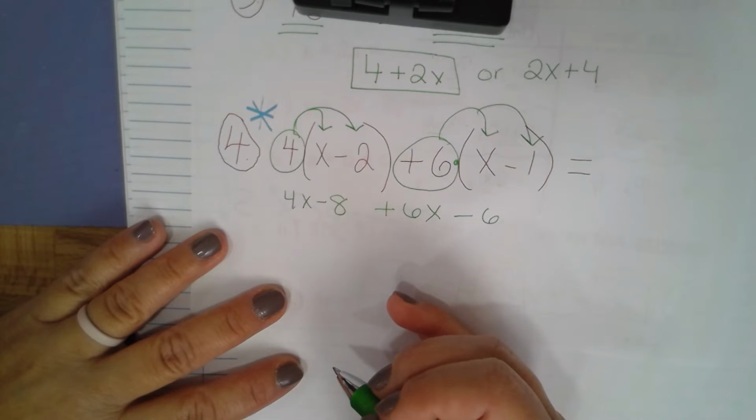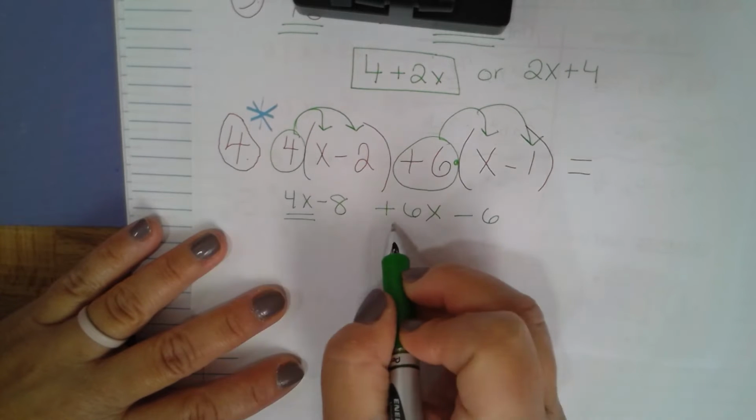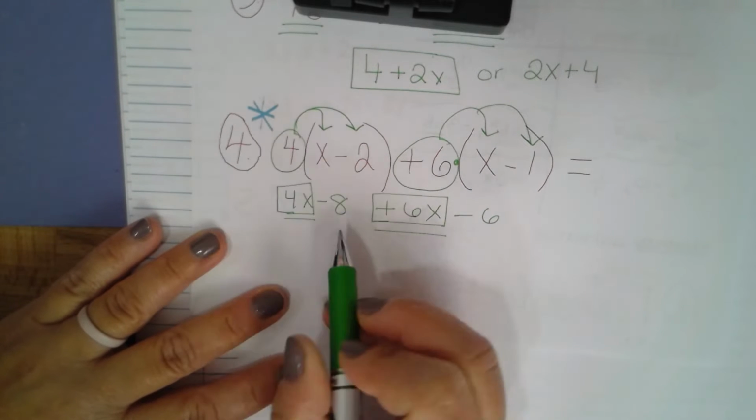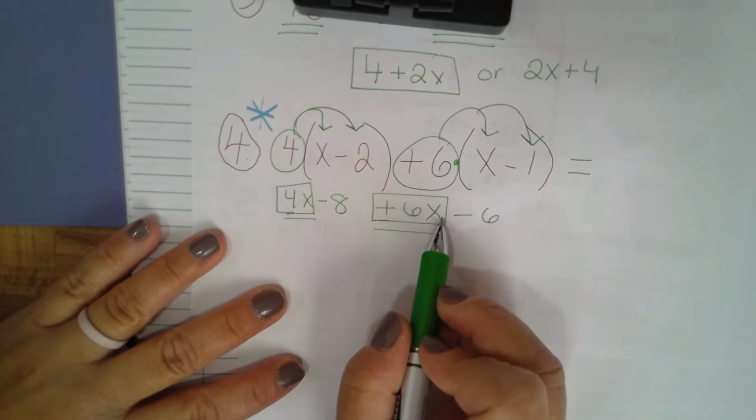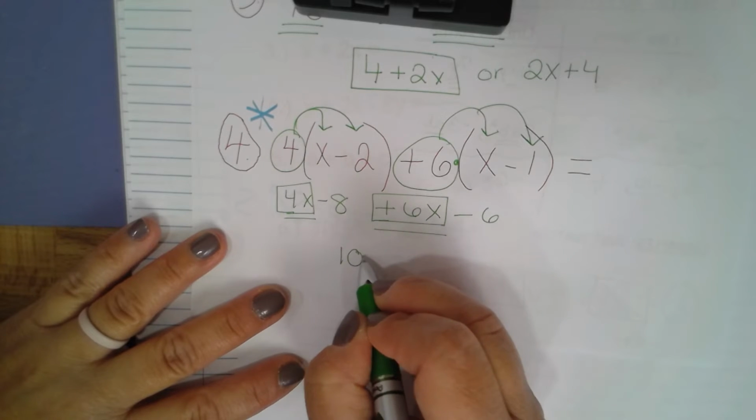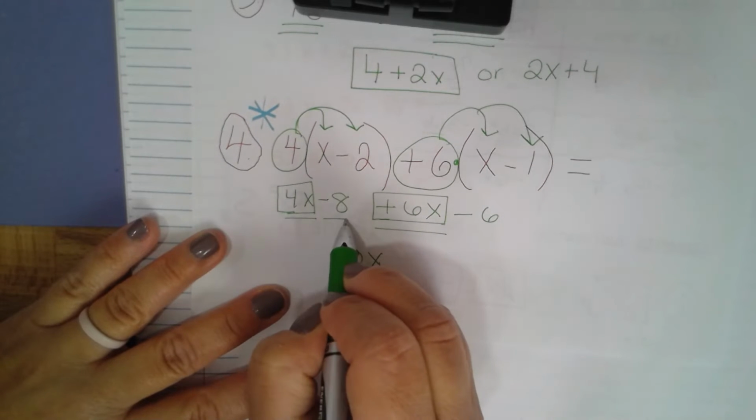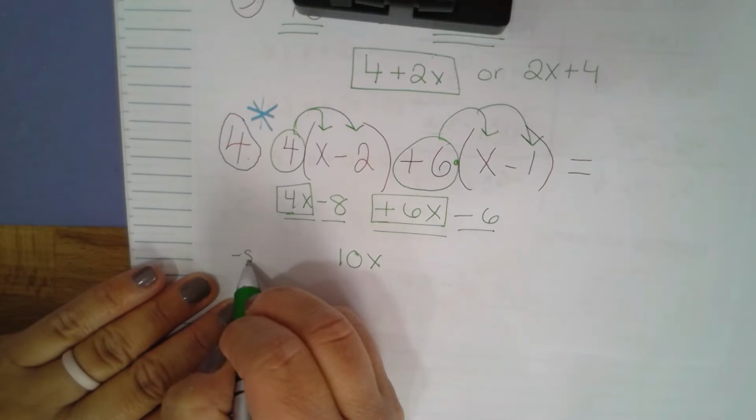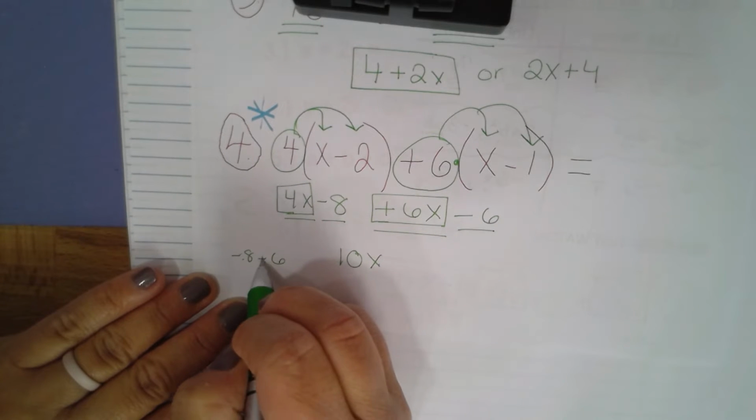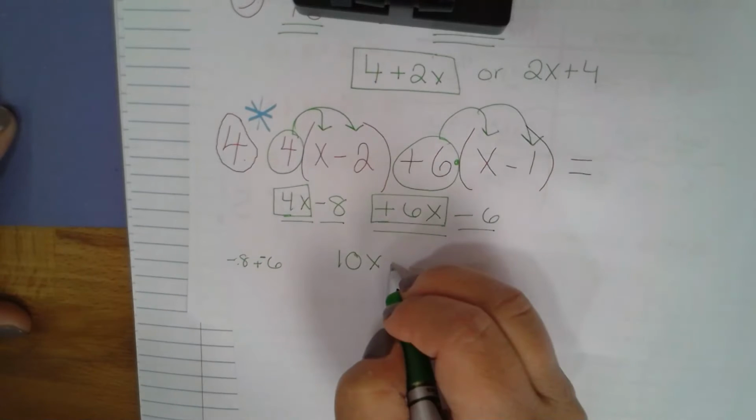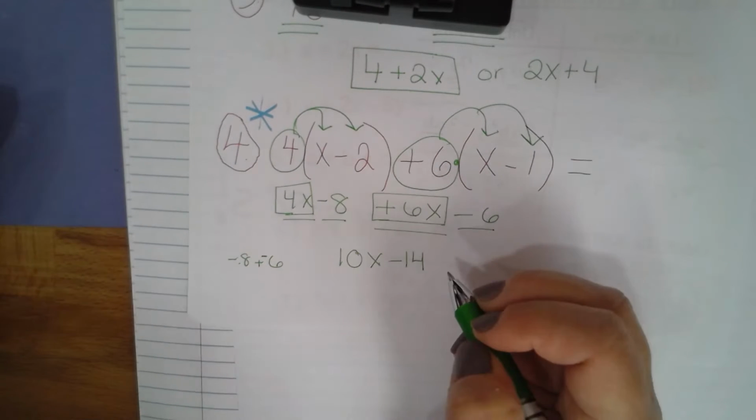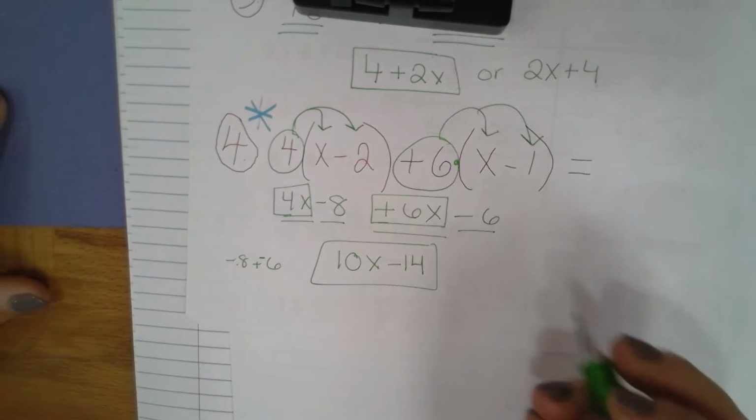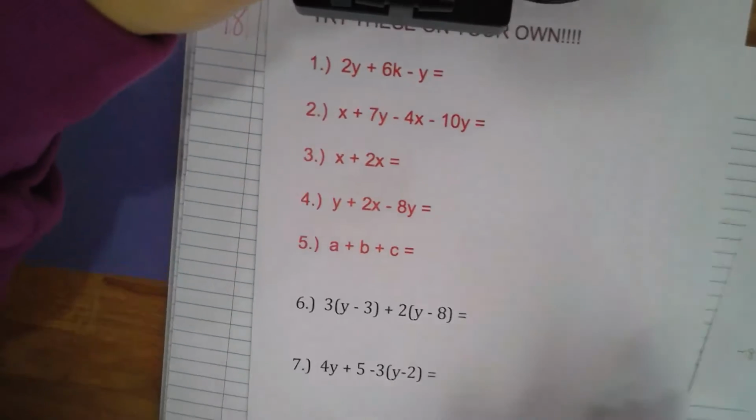Let's see if we can simplify by combining like terms. So you can box it. So we have 4x plus 6x. So 4 plus 6 is 10. And then I have negative 8 minus 6. Keep, change, change. What was that? Negative 14. And that's my answer.